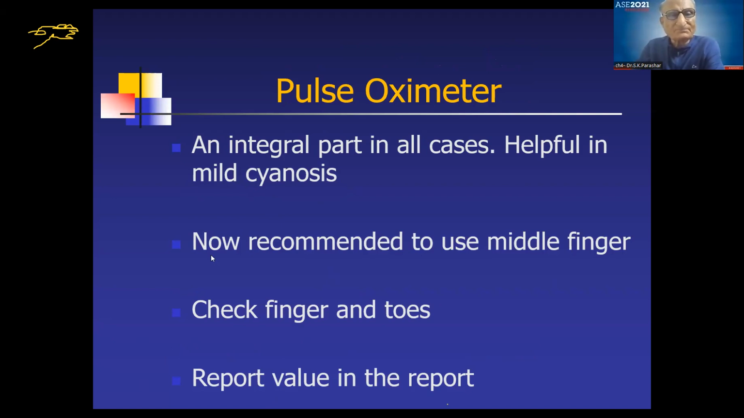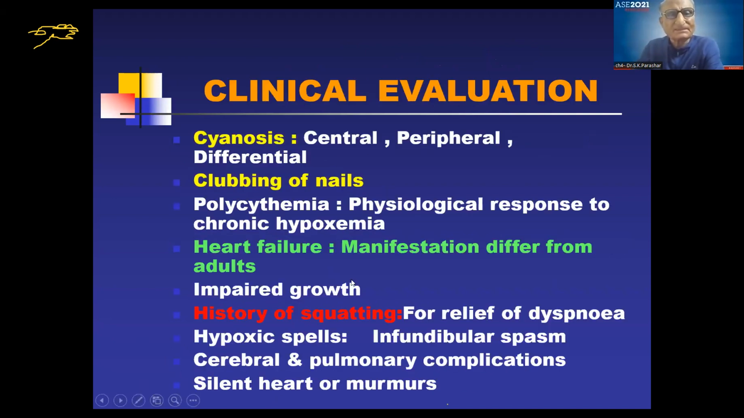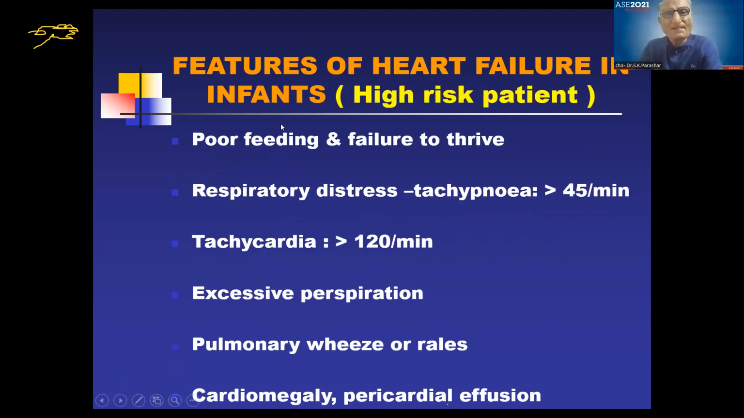So there are various other things. All of you have seen cyanosis and clubbing. But this is important: once you see these manifestations, that means that the child is very serious. Cyanotic manifestations differ from adults. For example, these are high risk patients, so whenever you see any of these situations, always refer the child immediately to a pediatric cardiologist.